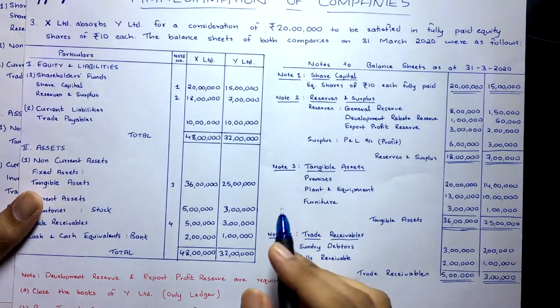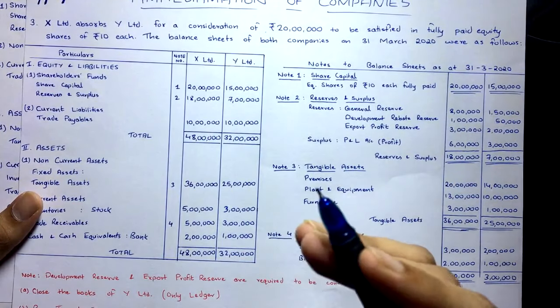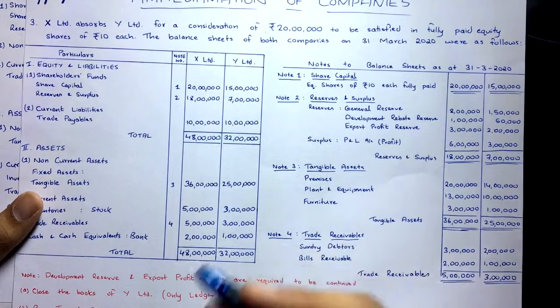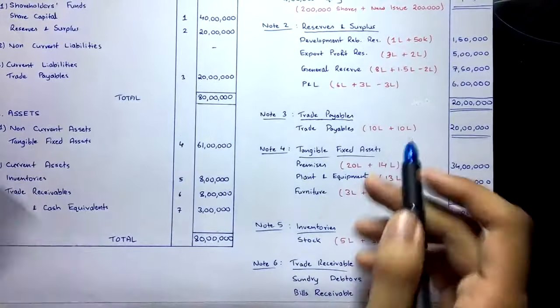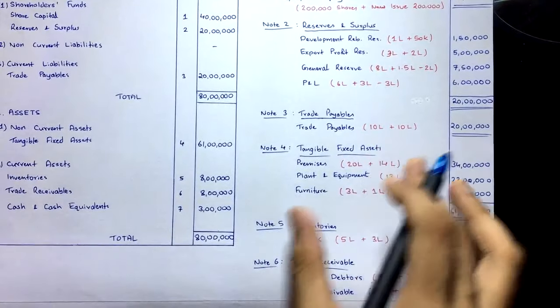If it were purchase method, you would have to see whether it is taken over at market value or book value. So 10 lakh plus 10 lakh, that is 20 lakh. Simple. Trade payables 10 lakh plus 10 lakh, 20 lakh. And then note 4.